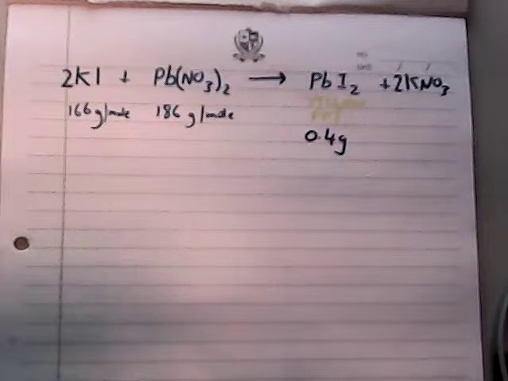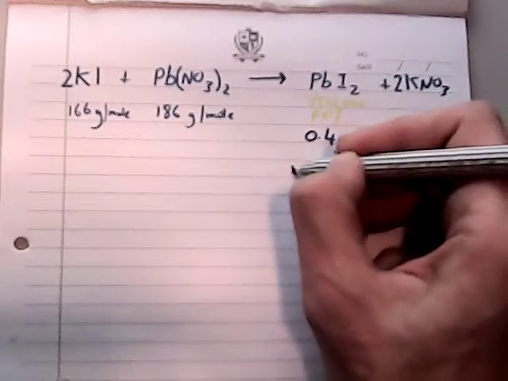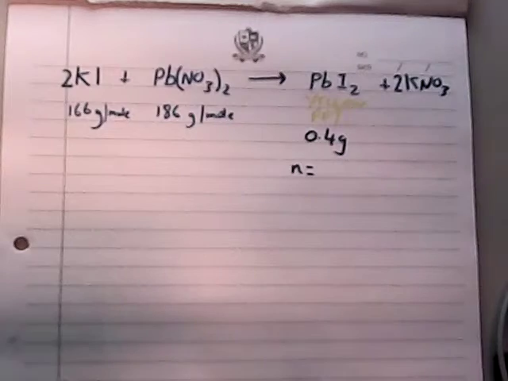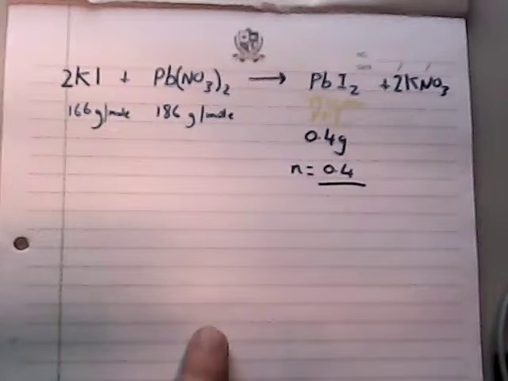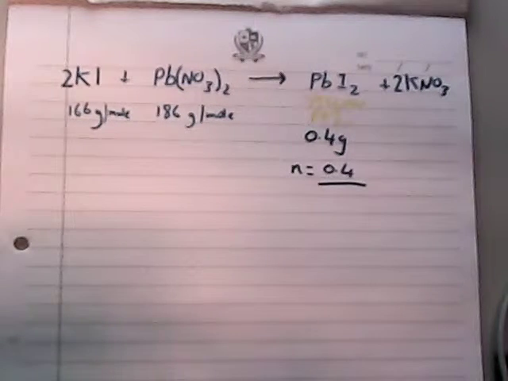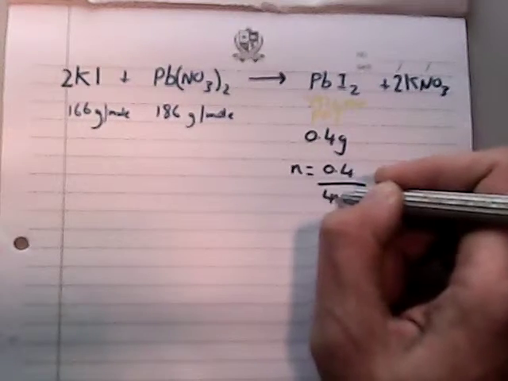Okay, so the answer to this is going to be, first of all, 0.4 grams is how many moles of lead iodide. So, step number one, it's going to be 0.4 divided by the mass of lead iodide. Now, lead, if you look at the periodic table, has a mass of 207. So it's 207 plus 127 and another 127 because it's PbI2. So that works out to be 461.